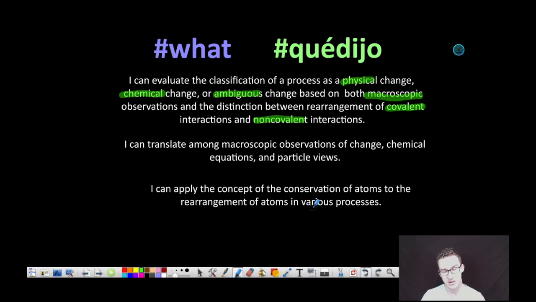And then secondly, you're going to have to go back and forth between describing these macroscopic observations of change and chemical equations. So what are you observing big picture, and how can you describe that in a chemical equation? And also, how can you describe it in a particle view? And then lastly, you're going to apply the concept of conservation of atoms, conservation of mass, what a great law, to the rearrangement of atoms in various chemical processes.